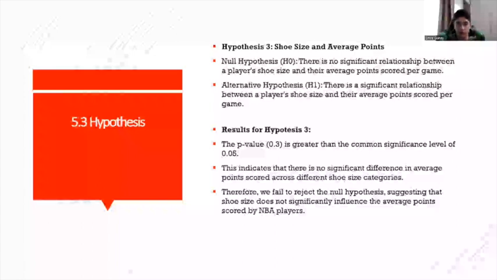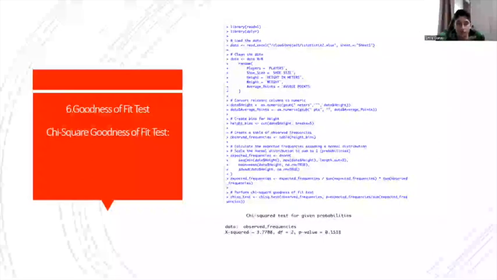Results for hypothesis 3. The p-value 0.3 is greater than the common significance level of 0.05. This indicates that there is no significant difference in average points scored across different shoe size categories. Therefore, we fail to reject the null hypothesis, suggesting that shoe size doesn't significantly influence the average points scored by NBA players.